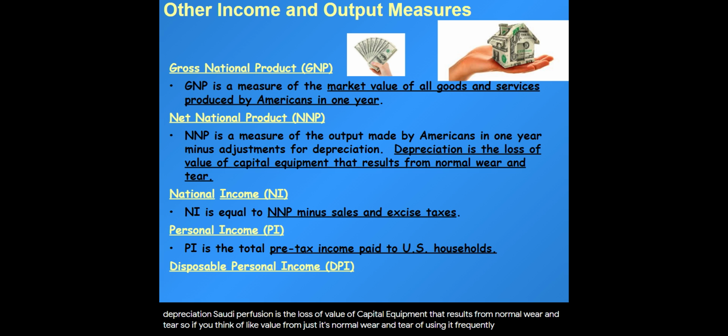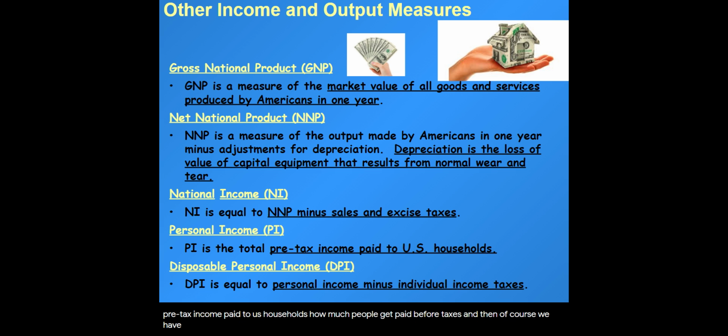The national income is the NNP, the net national product, minus all sales and excise taxes. Personal income is the total pre-tax income paid to U.S. households, so how much people get paid before taxes. And then, of course, we have disposable personal income, which is the personal income that people have after they pay out all their taxes. So what you actually take home on your paycheck is your disposable income.